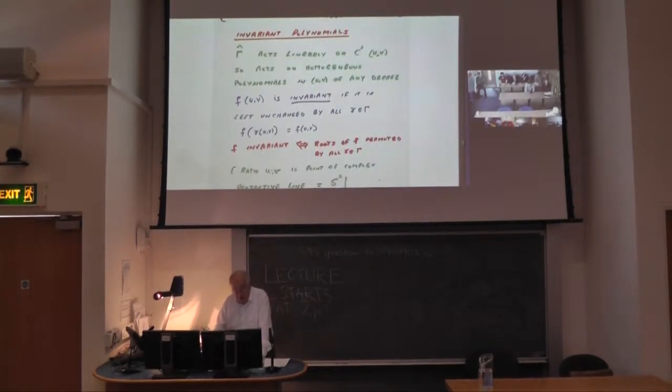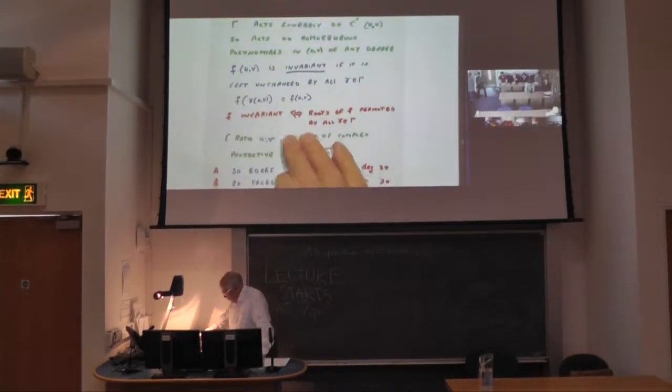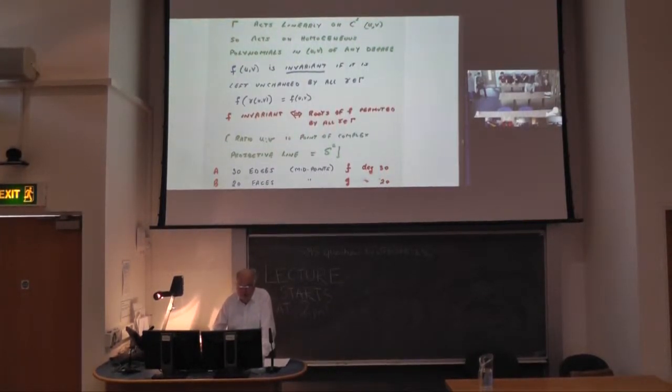For example, quadratics or cubics. And a polynomial is said to be invariant, obviously, if it doesn't change by applying any element of the group. So, written down formally, f of gamma (u, v) equals f of (u, v) is a strictly invariant polynomial. And now you can ask what polynomials there are.